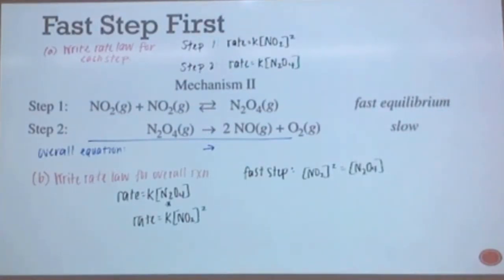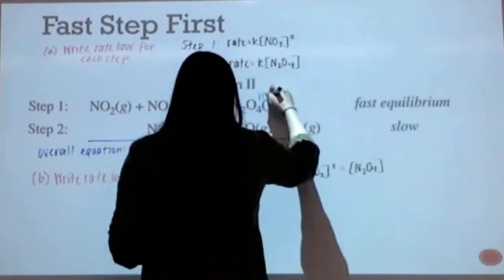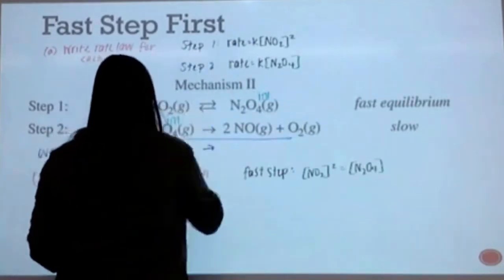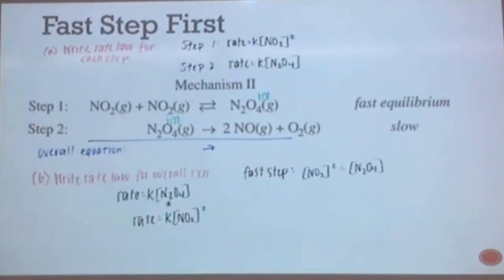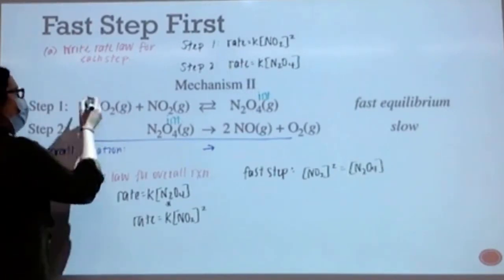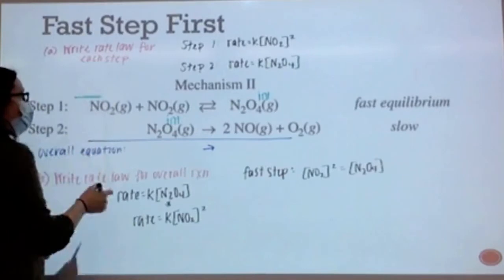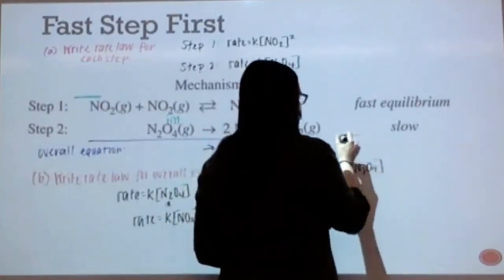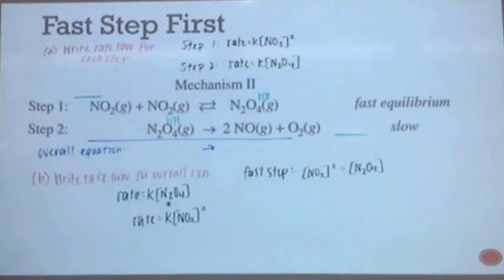So if we look at labeling everything, and speaking of intermediates, N2O4 here is an intermediate. If I take a look at the mechanism, there is no catalyst here. You're identifying intermediates and catalysts. A catalyst would start as a reactant in step 1 and end as a product in step 2. We don't see that here, so there's no catalyst. If there is a catalyst, you cannot put it in the rate law.